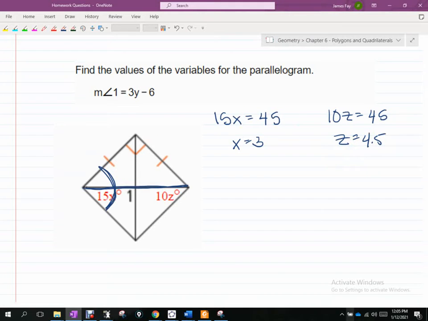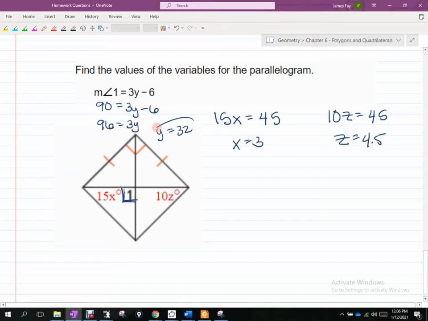What kind of angle, because this is a rhombus, what kind of angle do we have right here at angle 1? It's a right angle, correct? Okay. So then I could take, because I want to know what measure of angle 1 is as well. Or I guess I want to know what y is. So if I plug in 90 is equal to 3y minus 6, 96 equals 3y. So y would be, what, 32 in that situation?